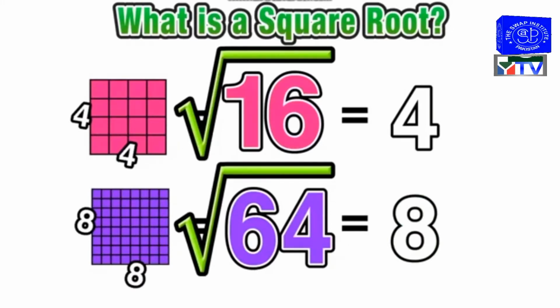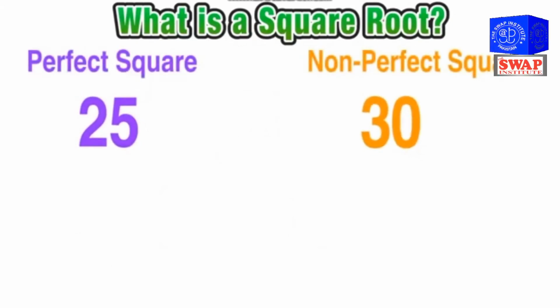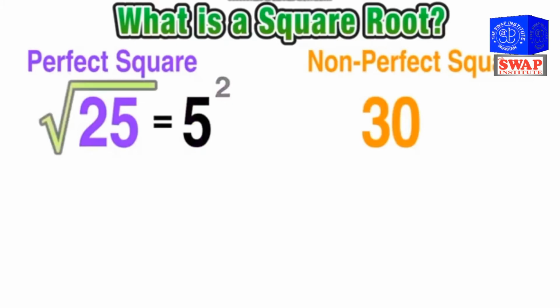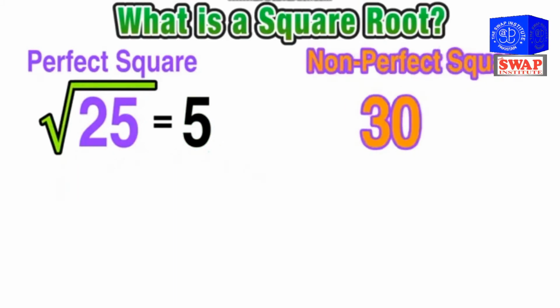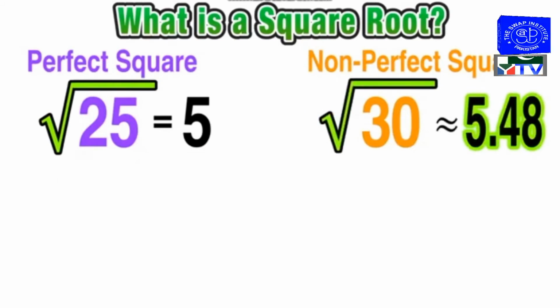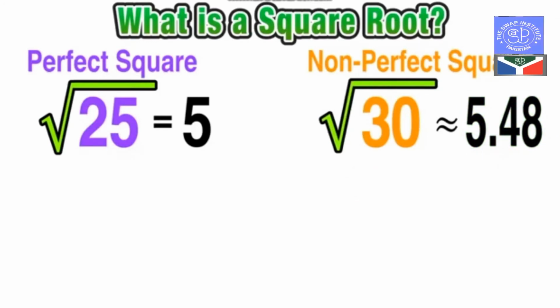Now let's explore this relationship a little bit more with an example of a perfect square, 25, and a non-perfect square, 30. We know that 25 is a perfect square because 5 times 5, or 5 squared, makes 25, and the square root of 25 is equal to 5, and 5 is a whole number, as told in the definition. When we talk about 30, if we want the square root of 30, it will be approximately 5.48. That is not a whole number.